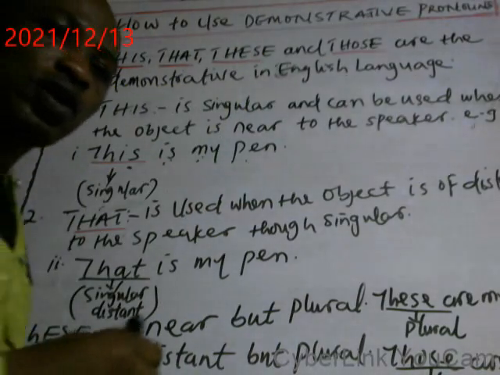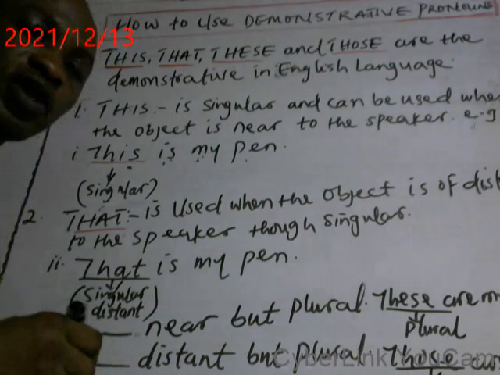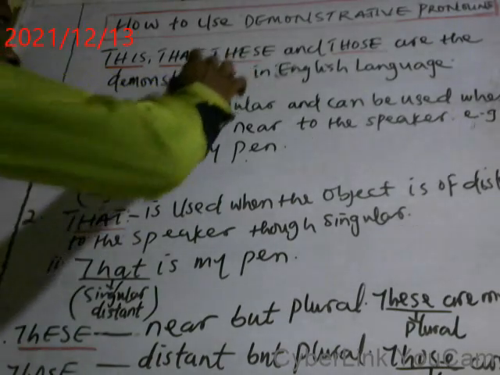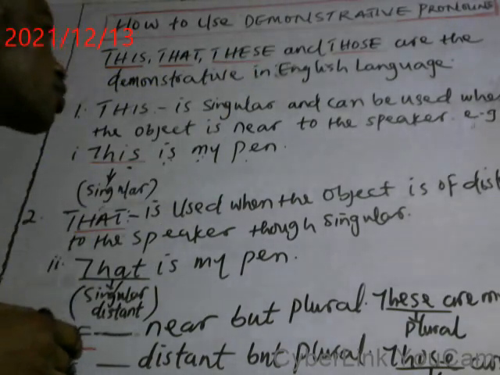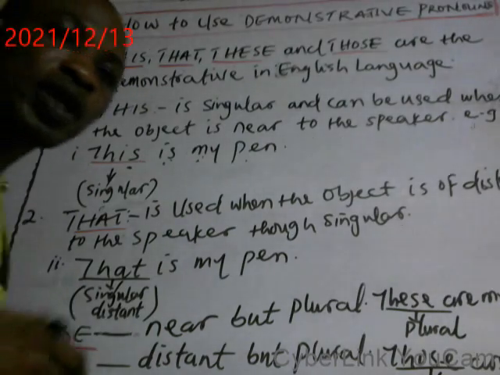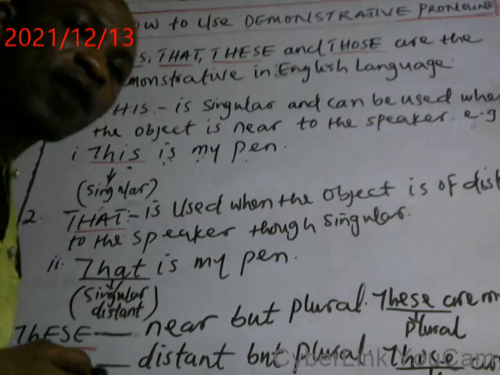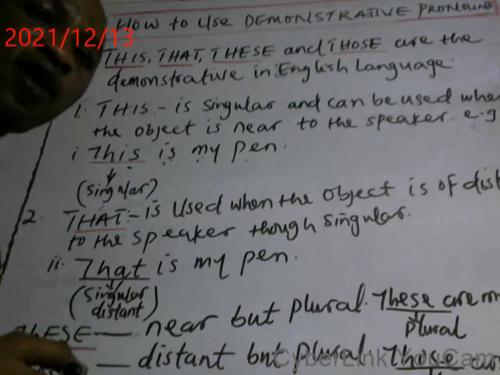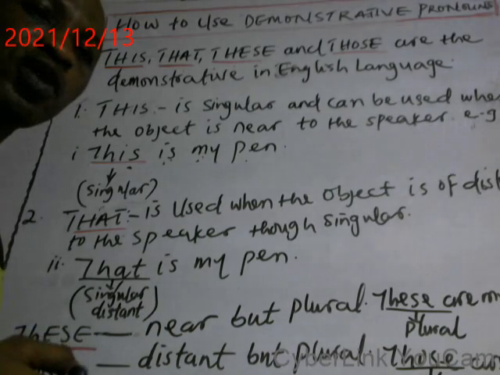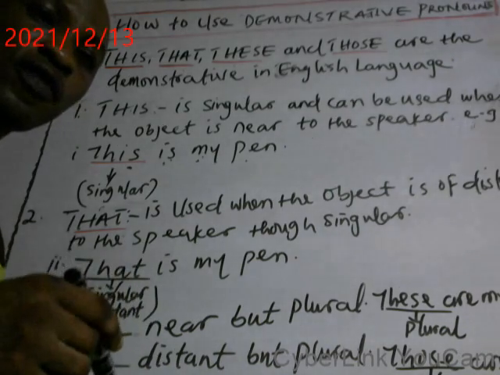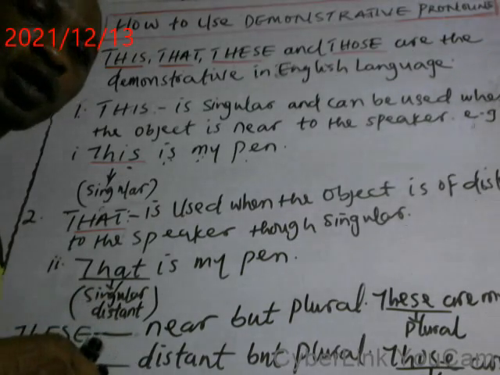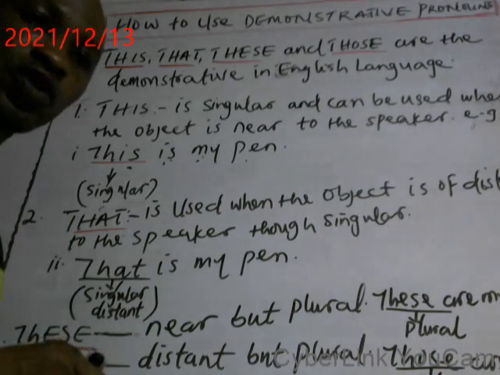And for sure, that is a plural demonstrative pronoun. When it is appropriate for us to use this type of demonstrative pronoun, that is THESE, it is appropriate when we have plural objects and we want to make use of demonstrative pronouns to refer to them.